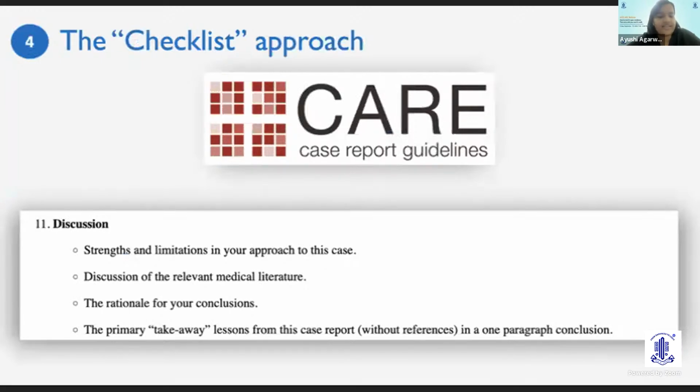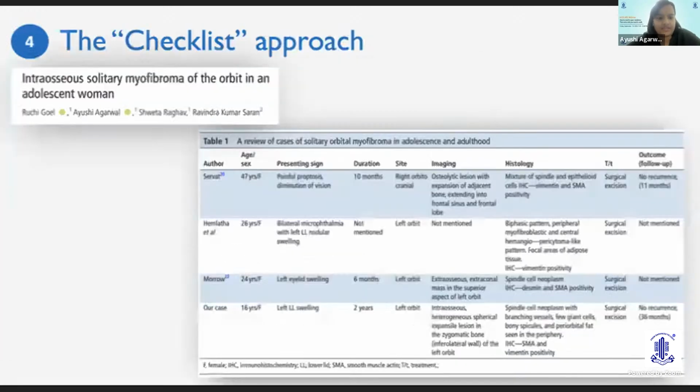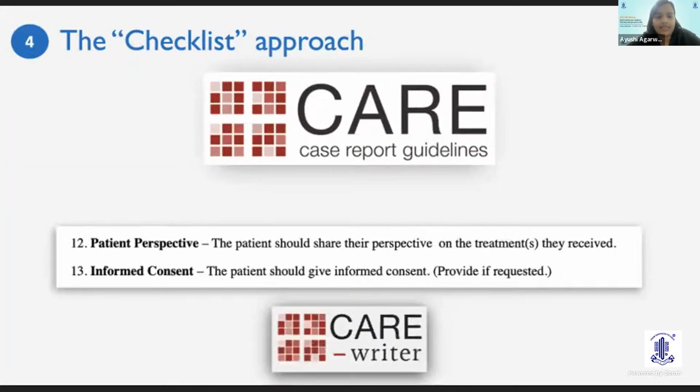The primary takeaway lessons can be discussed further in the concluding lines. So for example, this was a case we published in my residency, and here we have compared our case with the available literature in a tabulated version. Then we also have what is called the patient's perspective. It is a very important section that is only found in few select journals, and it should preferably be in the patient's own language.